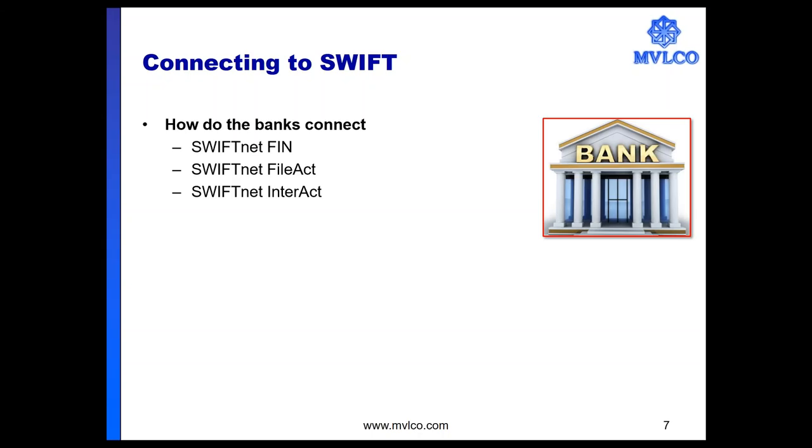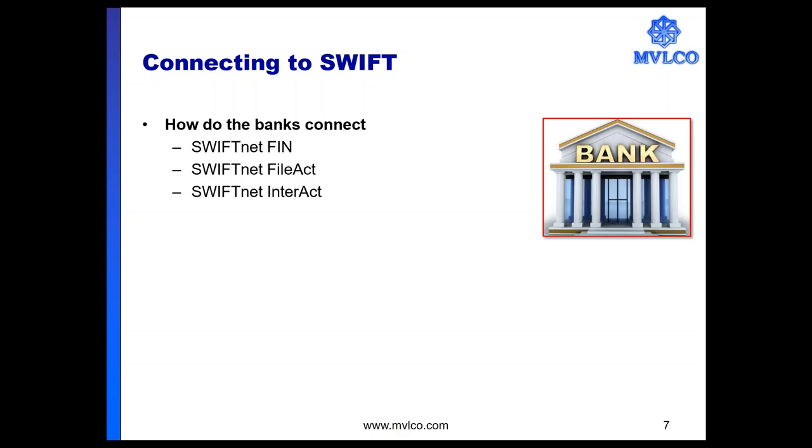Let's understand how. Suppose I am a bank in the UK. I am a customer of another bank in the United States where I maintain my Nostro account. If I want to communicate in real time with my Nostro agent in the USA, I would use SwiftNet Interact, maybe to interact with the application on the other side.